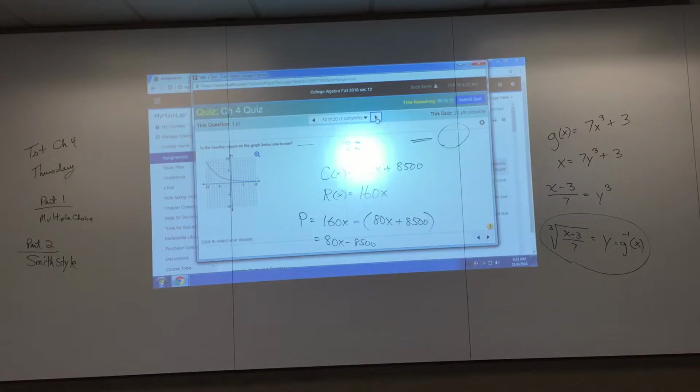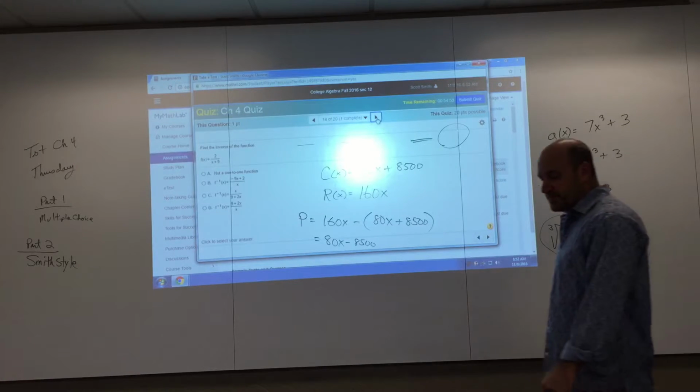It's a cubic function. Yeah, this is pretty good stuff. Hey, this is a good one I bet you haven't done. Find his inverse.